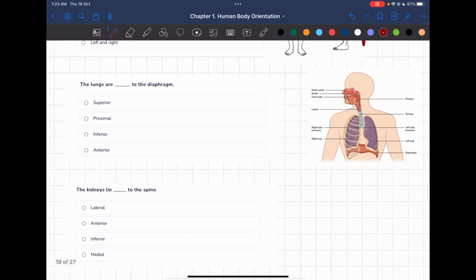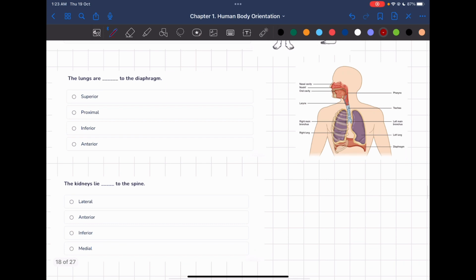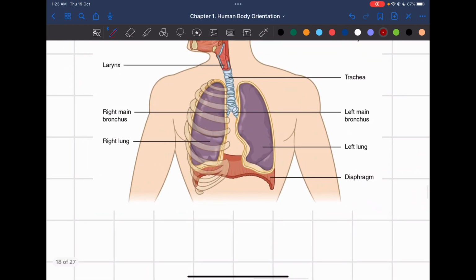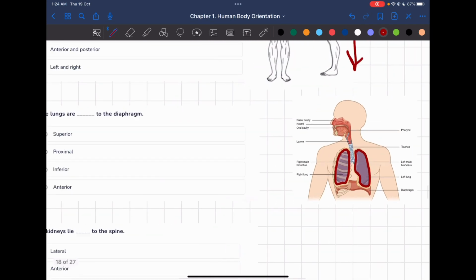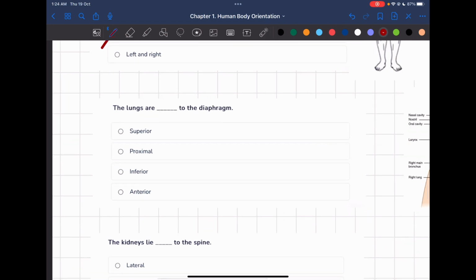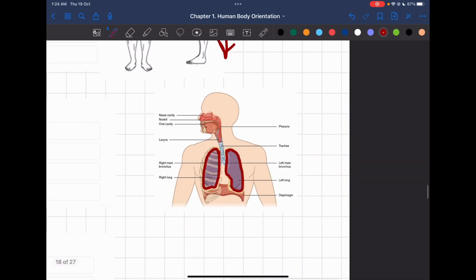Okay, so now for this question. The lungs are blank to the diaphragm. Okay, so this is the lung. I don't know why the lung is purple. Bro's probably been smoking, but I don't think that would make your lung purple. So the lungs are blank to the diaphragm. This is the diaphragm.